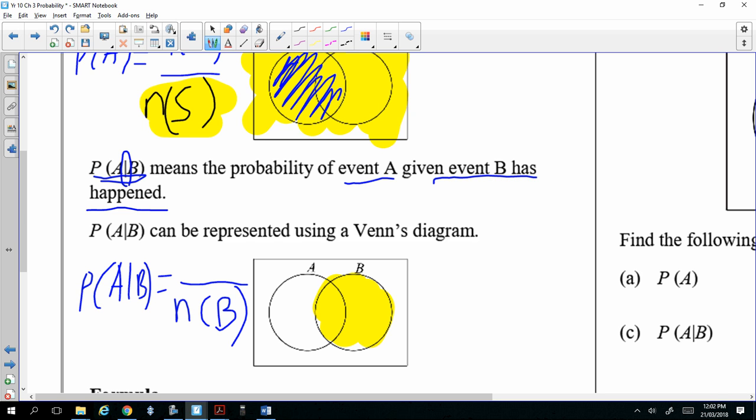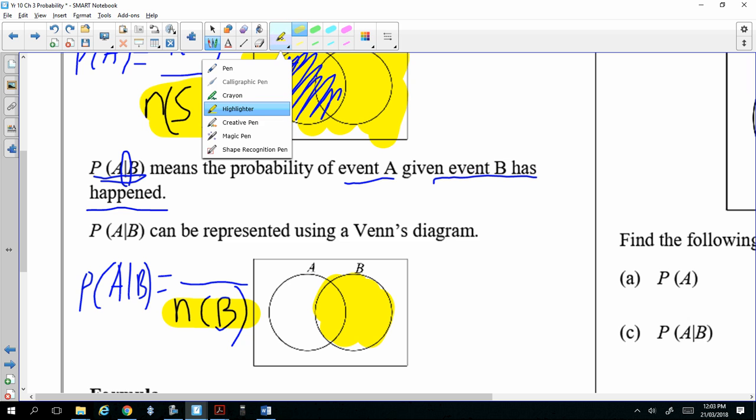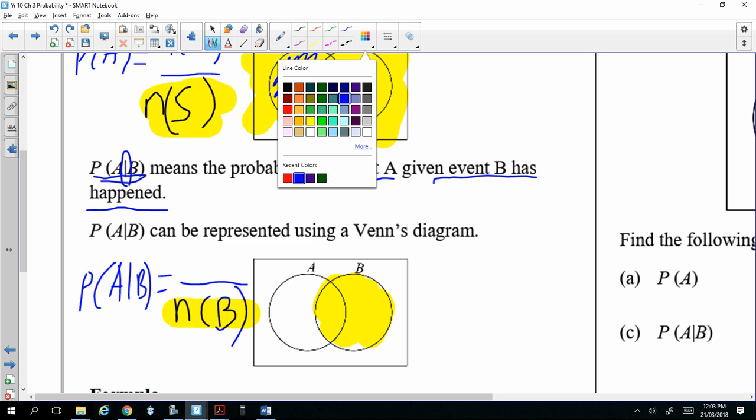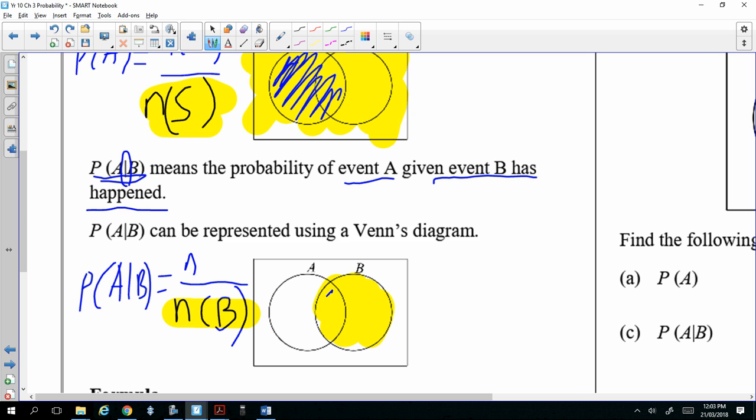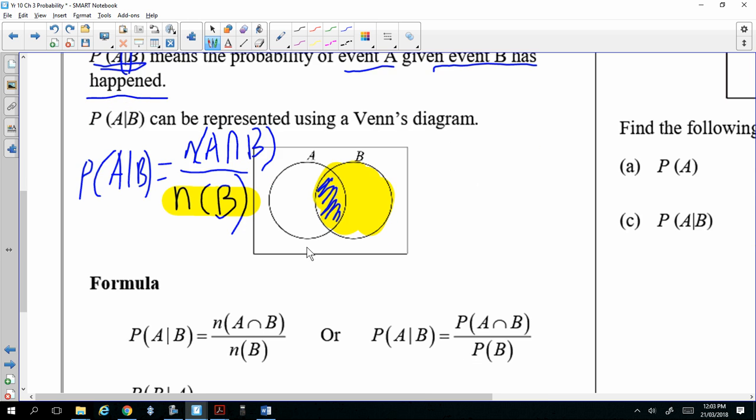So that's the yellow bit, how many in B. And the numerator is, out of the ones in B, how many of these are in A, so in this section. This is just the intersection of A and B. So this is the formula written here: the probability of A given B means the number of elements in both A and B divided by how many elements are in B.